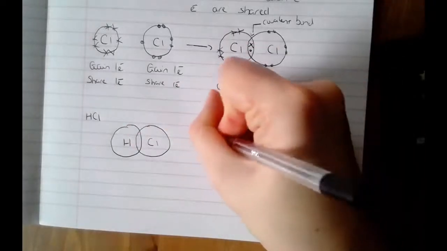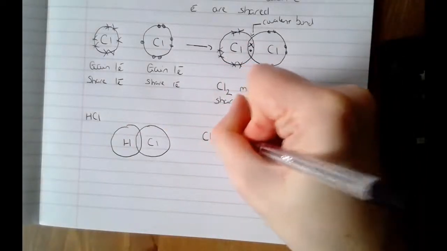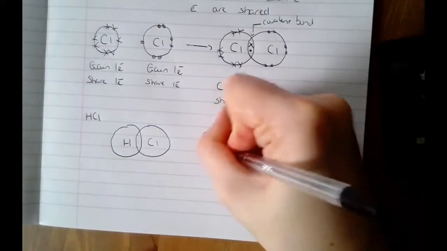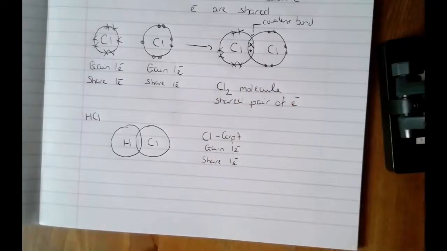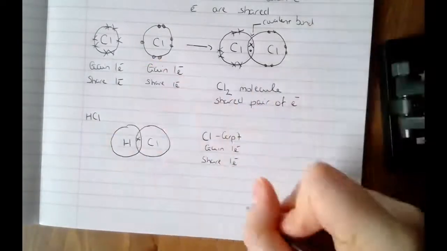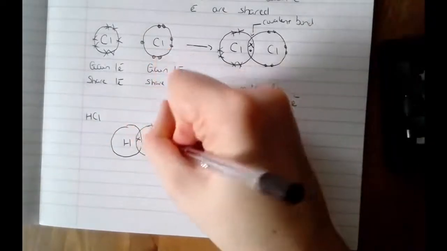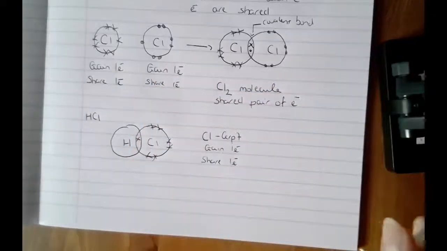I've already seen that chlorine is in group 7. Therefore, I know it wants to gain 1 electron. Therefore, I know it will share 1 electron. So for chlorine, I'm going to draw 1 cross there in the center. And I'm going to draw the other 6 crosses on the outside, just like as I had above.